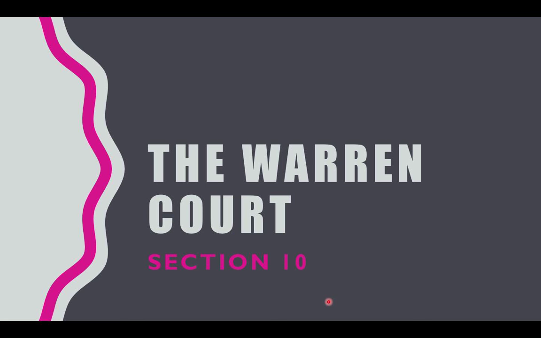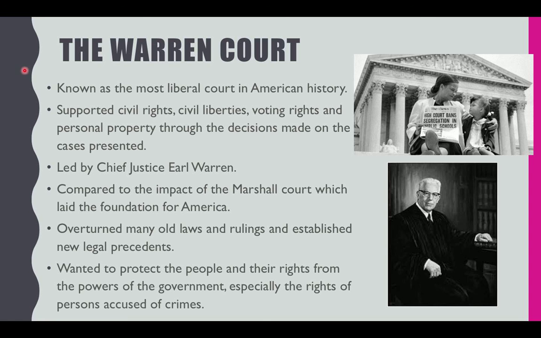If you're still listening to me, we only have 2 more slides left. The Warren Court, and I'm going to make this short, I promise. The Warren Court is known as the most liberal court in American history. When we look at the Warren Court, the goals under Chief Justice Earl Warren, who is right here, was meant to support civil rights, support civil liberties, support voting rights, support personal property through the decisions of the court on cases presented.